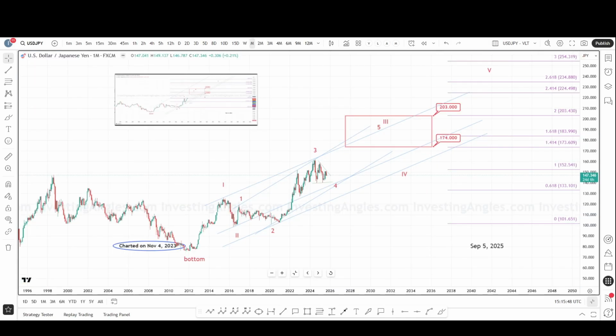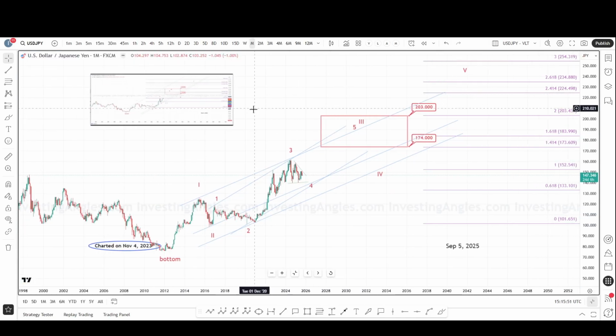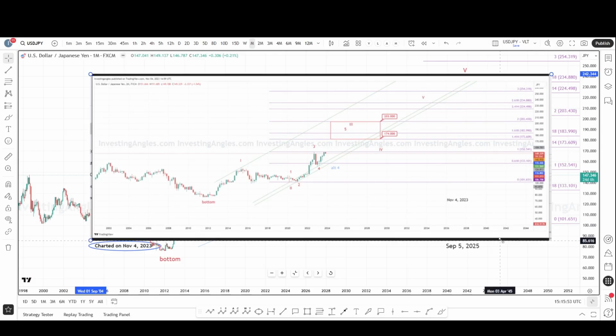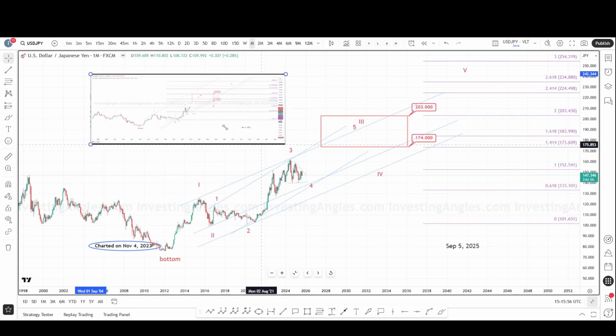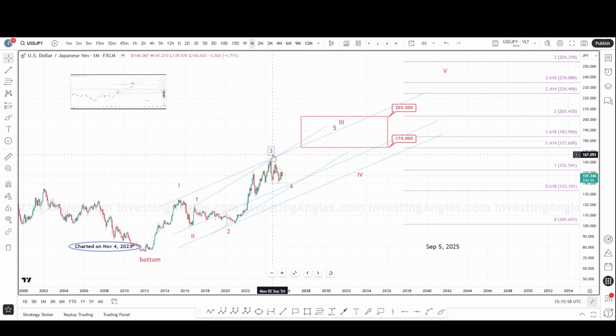Now let's have a look at the Elliott waves. This is the chart that we've been tracking since November 2023, and right now I think that the dollar is forming a triangle here. One more move lower, and we would be looking for a thrust for a very strong move upward towards these targets that remain the same. Well, that's all for the Japanese yen.